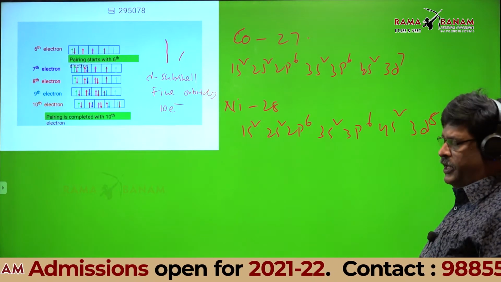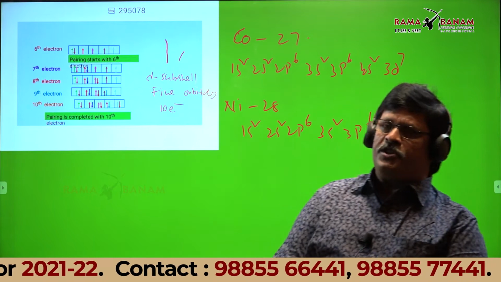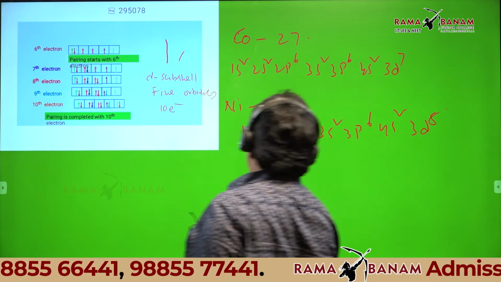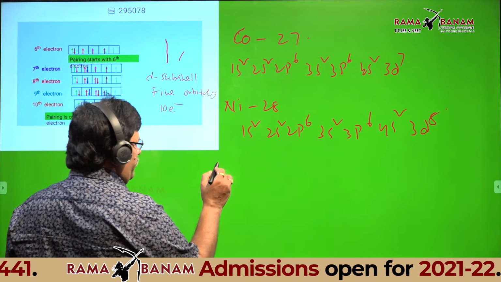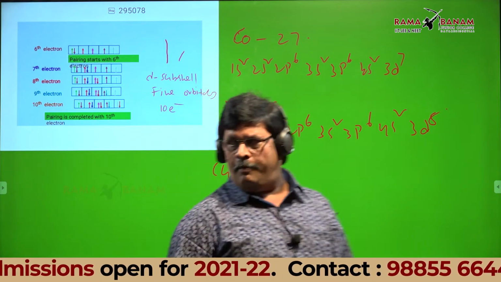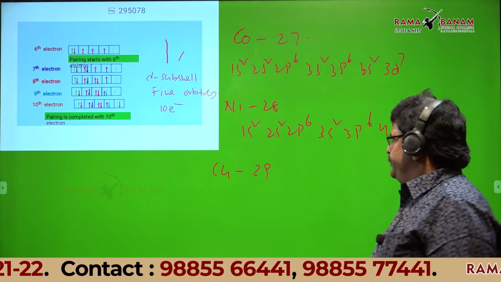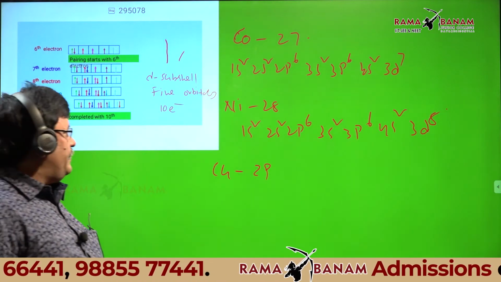First we'll write the 30 configurations. After that we'll discuss different types of questions which are useful for your competitive exams. Next to nickel, can anyone tell the element? Copper. What is its atomic number? Is there any anomaly in the configuration of copper?